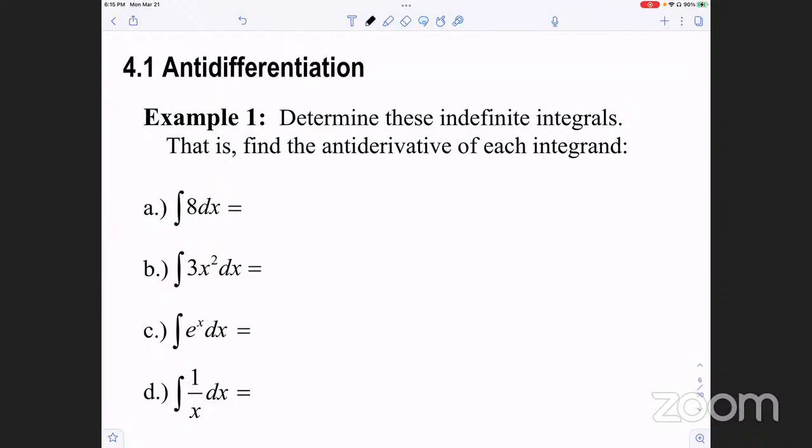Okay, so this is one: the integral of 8 dx. You ask yourself, the derivative of what is 8? That's one of the more simple ones. So we would say 8x plus c, some constant, because the derivative of 8x is 8, and the derivative of a constant is 0.